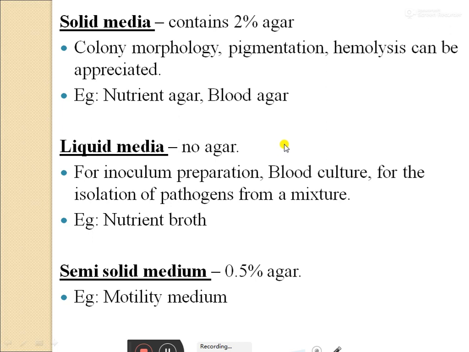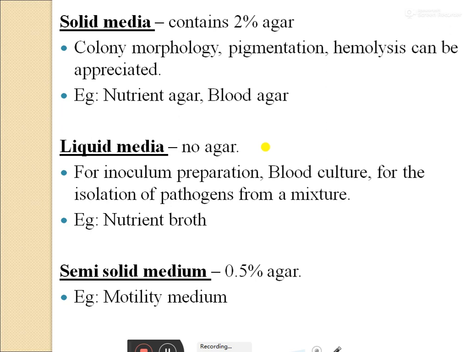If we see in detail, solid media contain 2 to 3% of agar. As we already discussed, agar does not have any nutritional value, but it is used to solidify the media. The microbial growth observed on solid media is in the form of colonies, and colony morphology, pigmentation and hemolysis can be observed on solid media. Examples of solid media are nutrient agar, blood agar or MacConkey's agar.